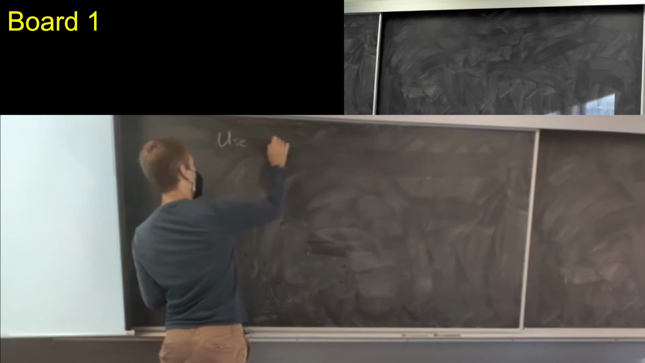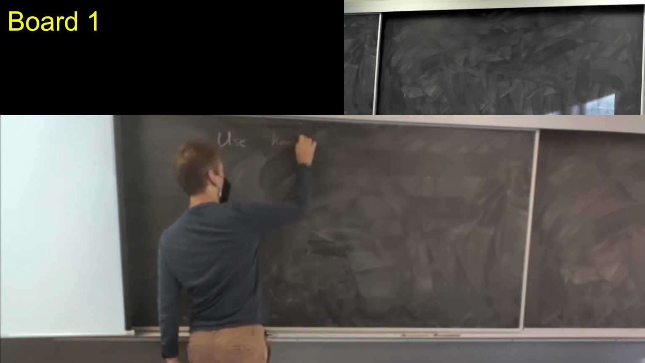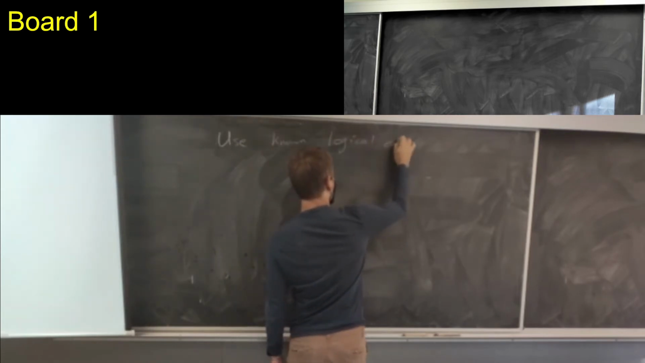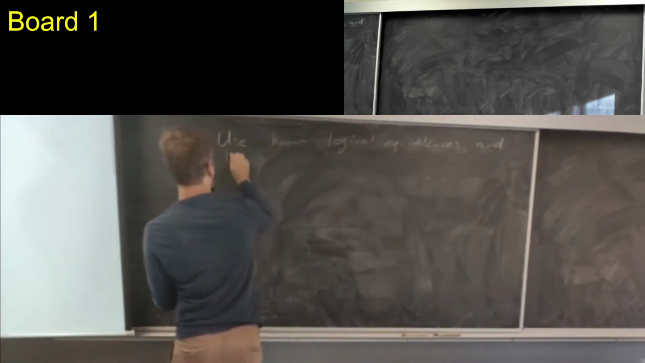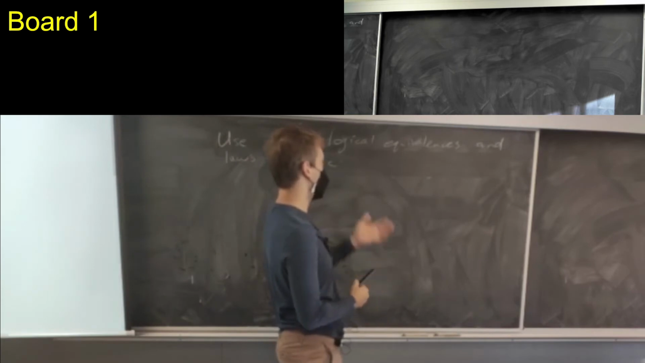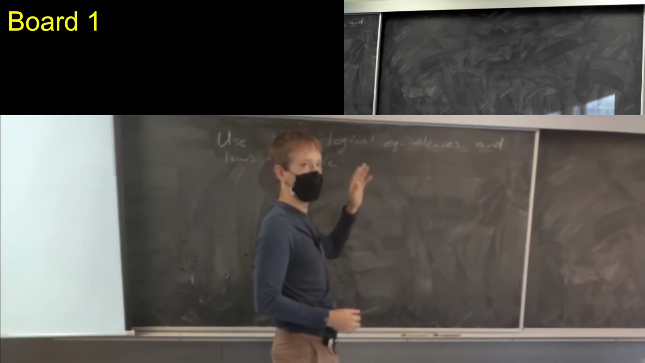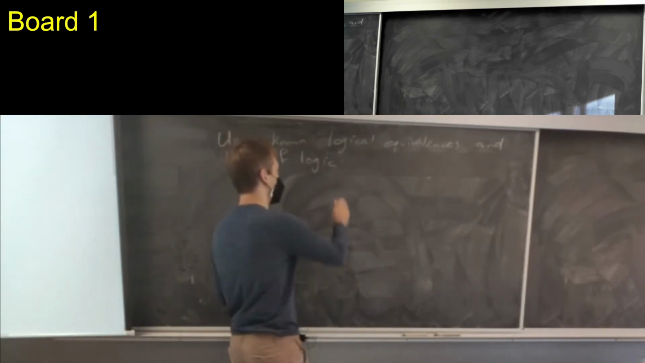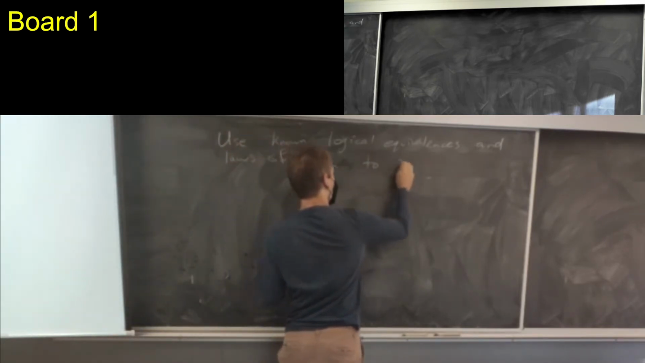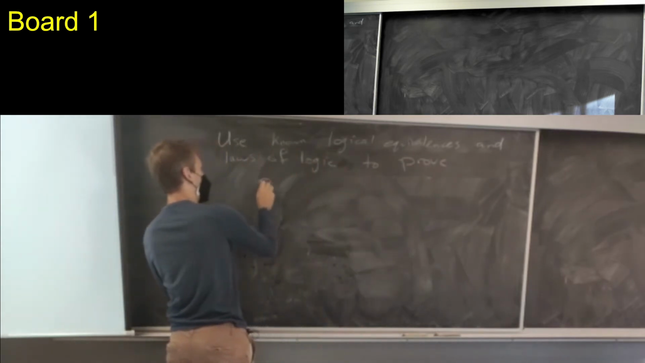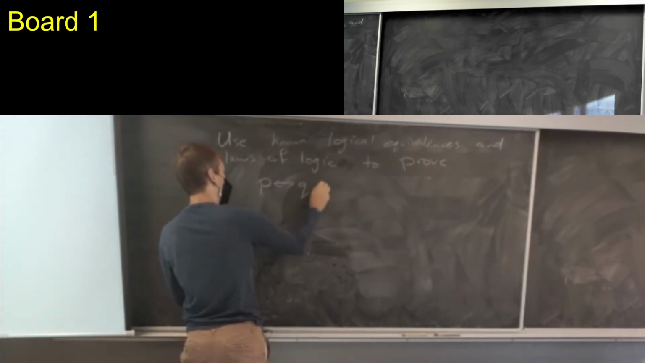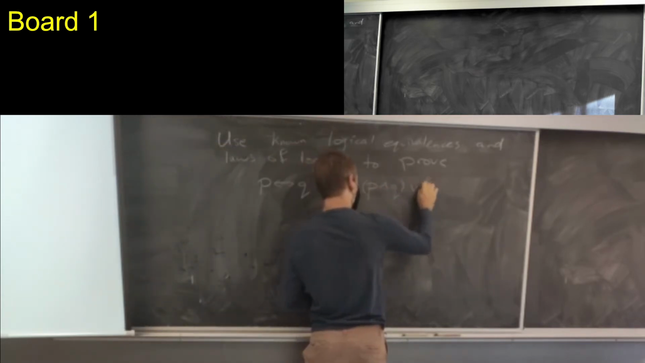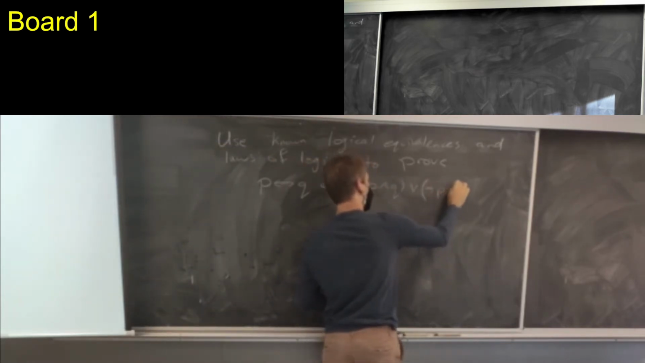So use, let's say, known logical equivalences and laws of logic. So the question might be phrased in all kinds of ways, but basically you can probably always use any of these things to prove that P if and only if Q is logically equivalent to P and Q, or not P and not Q.